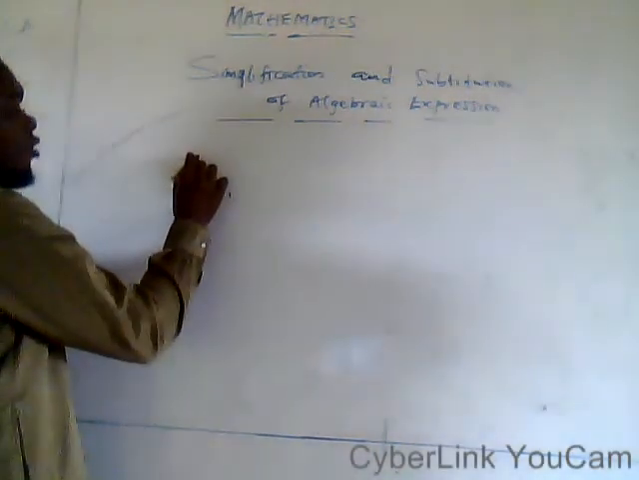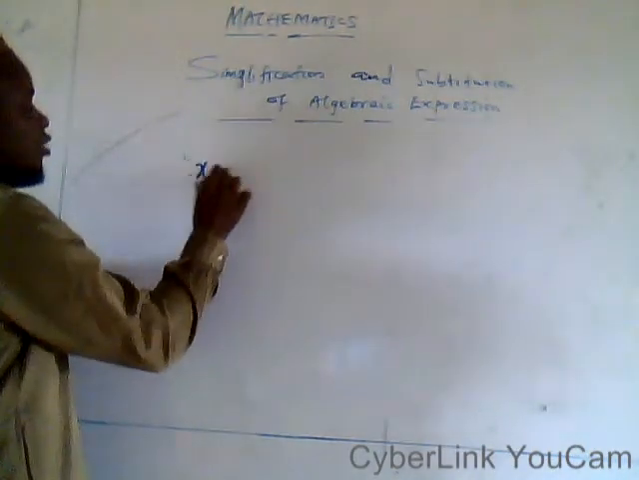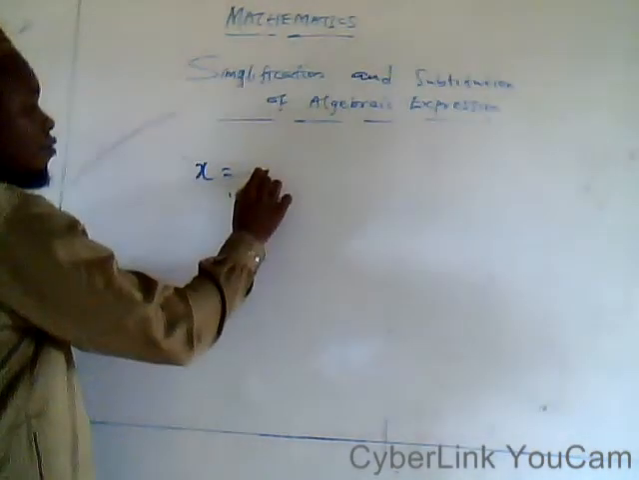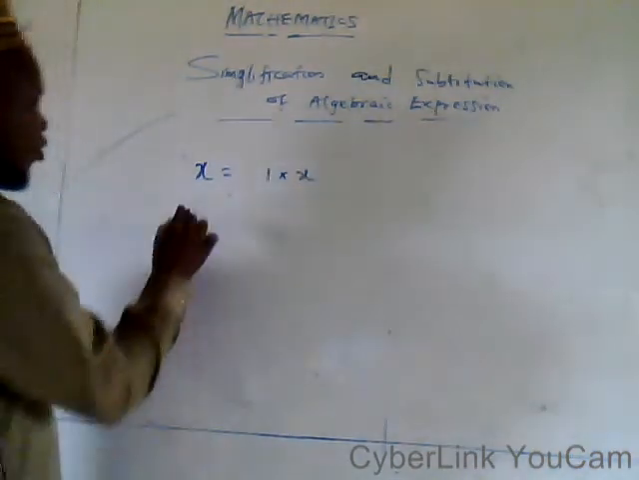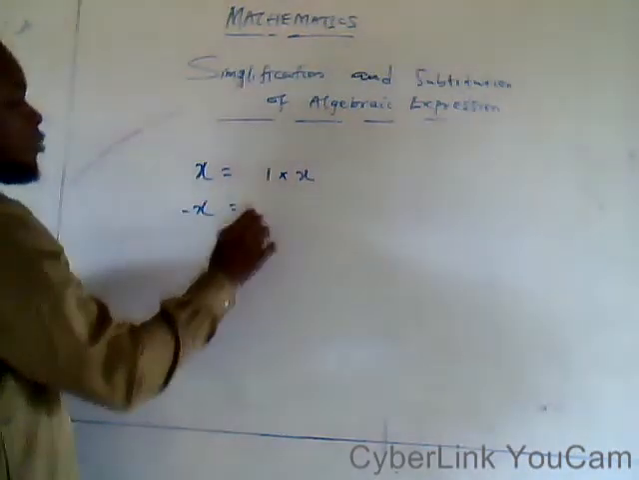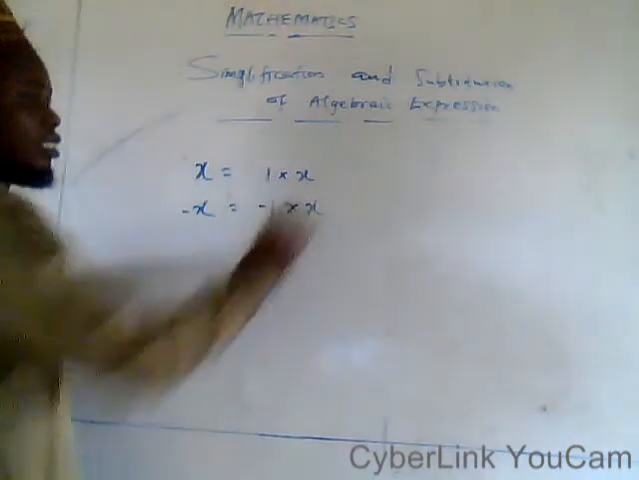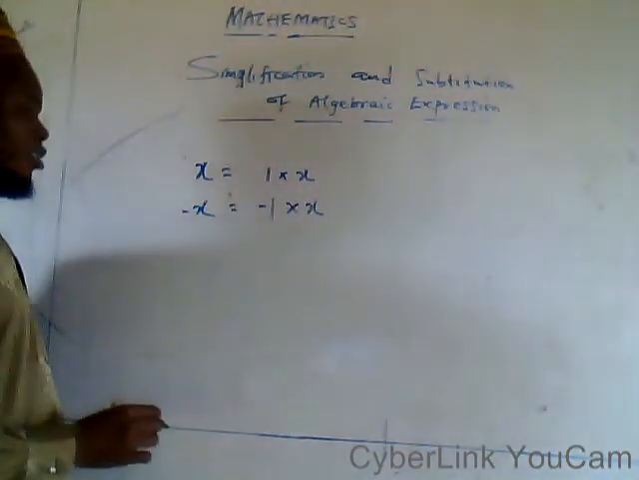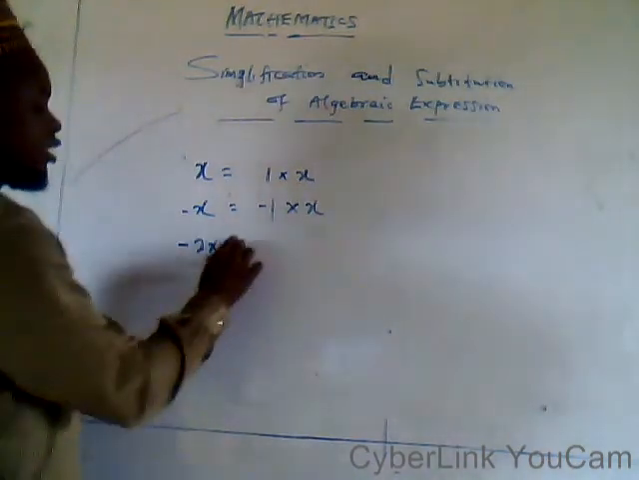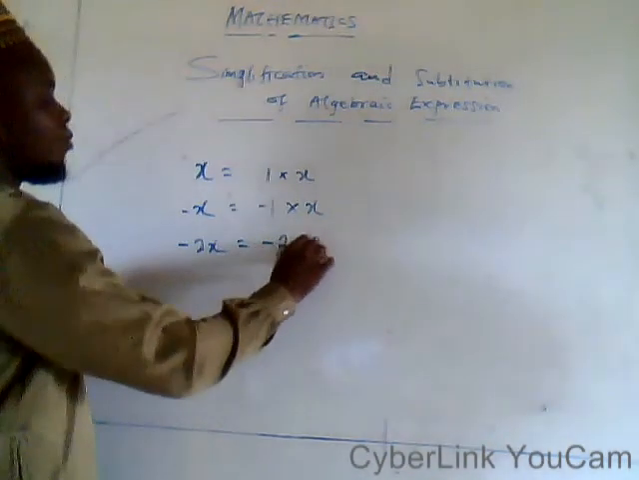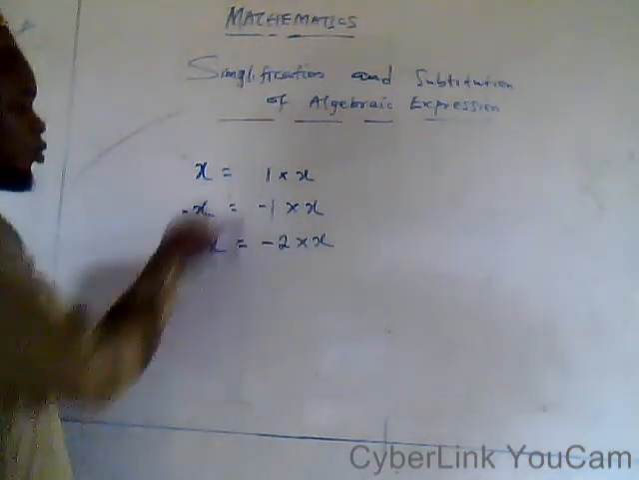When you have your x, that is what it means. Your x means that you have 1 multiplied by x. When you have your minus x, what it means is that you have minus 1 multiplied by x. So if you now have, let's say, minus 2x, then in that case it means minus 2 multiplied by x. That is for minus 2x. You need to note all this.